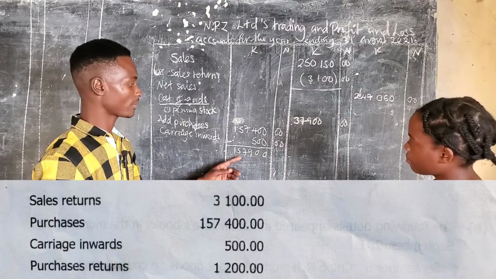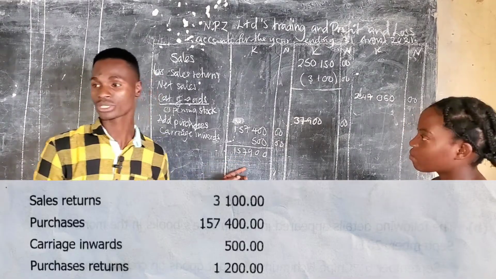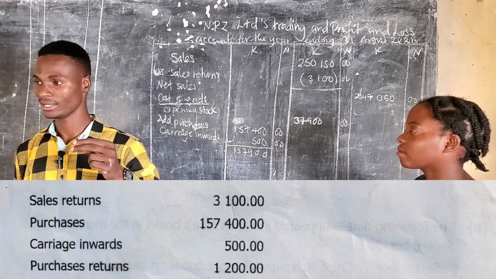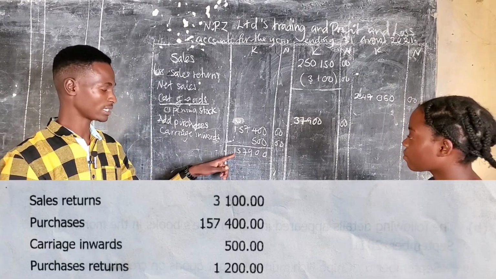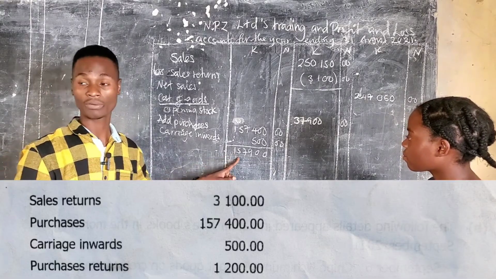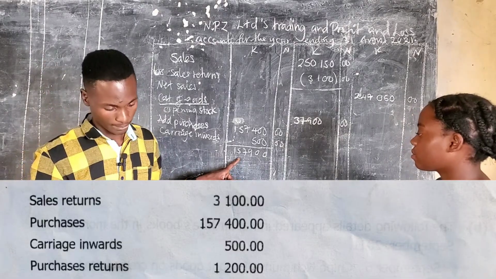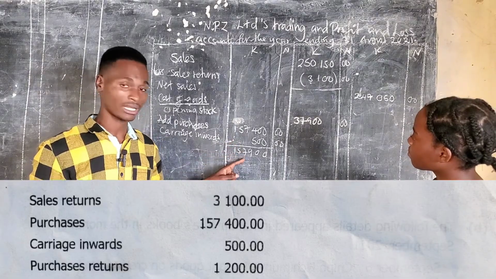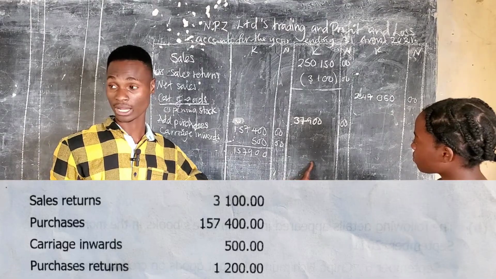The reason why I'm writing this down here is because we need to subtract the purchases returns. Now, this is a mistake. I've made a mistake here. You don't write this down before you check if you have purchases returns. Yes, we have purchases returns, so it is good you write this one down. If you don't have purchases returns, this one would have gone directly in the middle column.